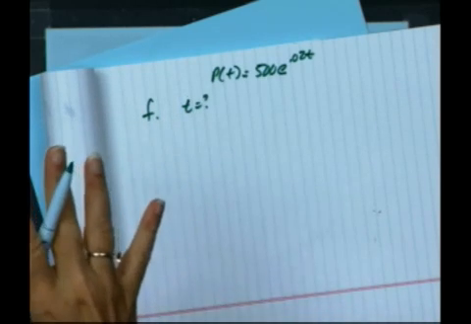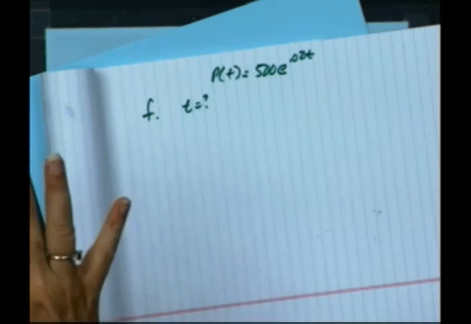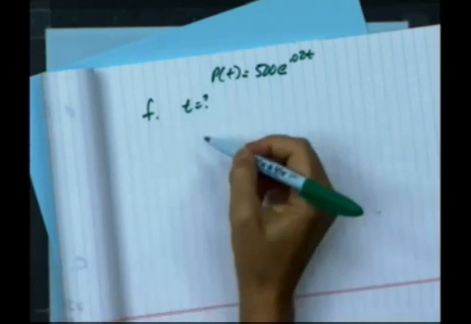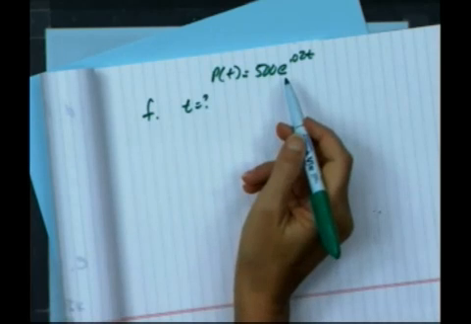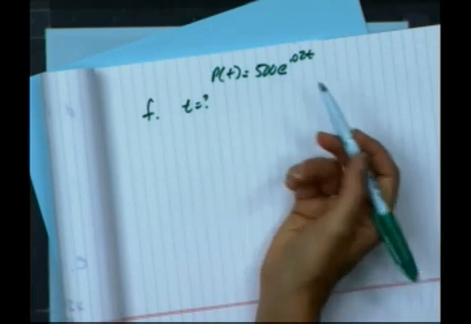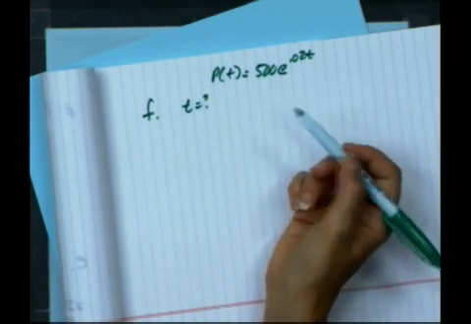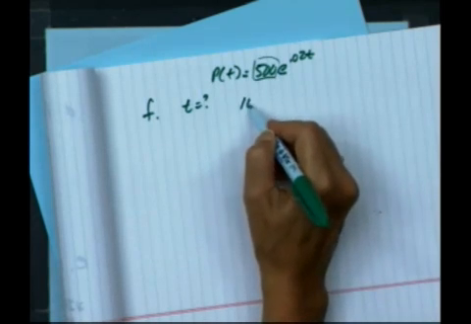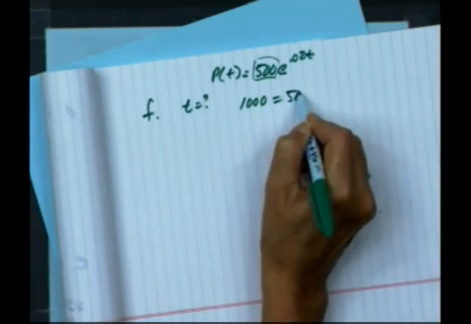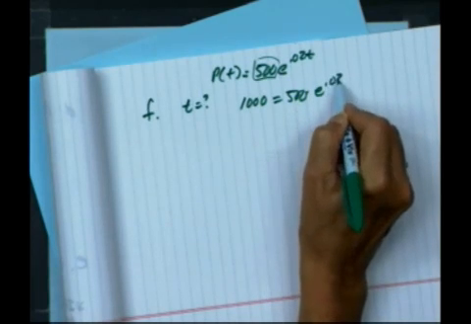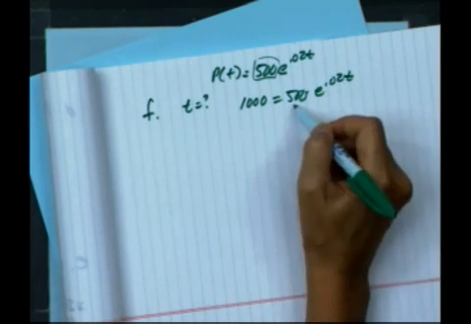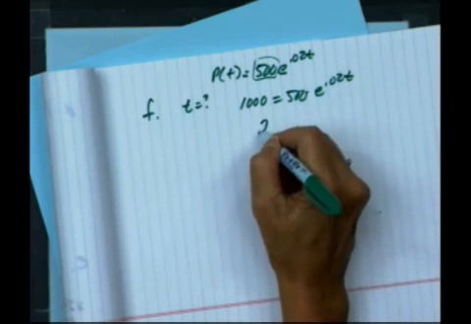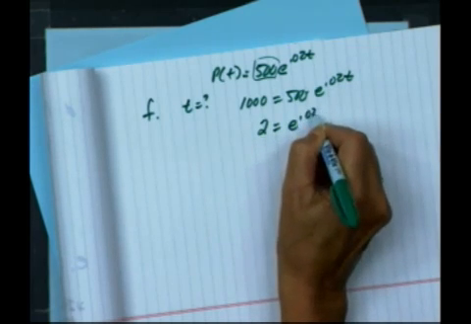And this goes back to the money problems we did yesterday. Everybody wants to know, how long is it going to take for my money to double or triple or whatever. So this says, when will it double? Okay, so what are you going to do? If you start out with 500, if you're going to double it, you just put 1,000 equals 500 e to the 0.02t. And when you divide by 500, you got 2 equals e to the 0.02t.